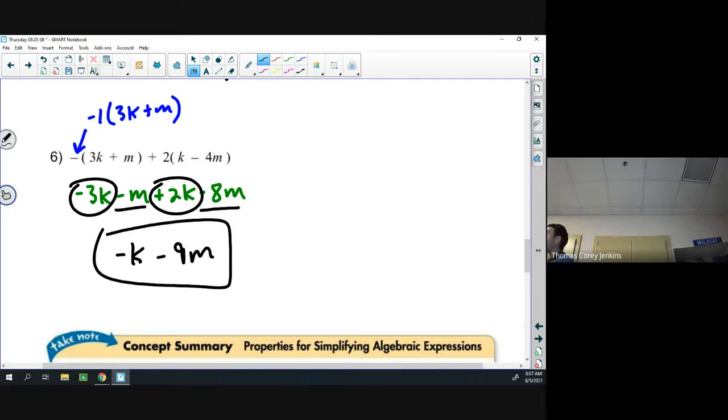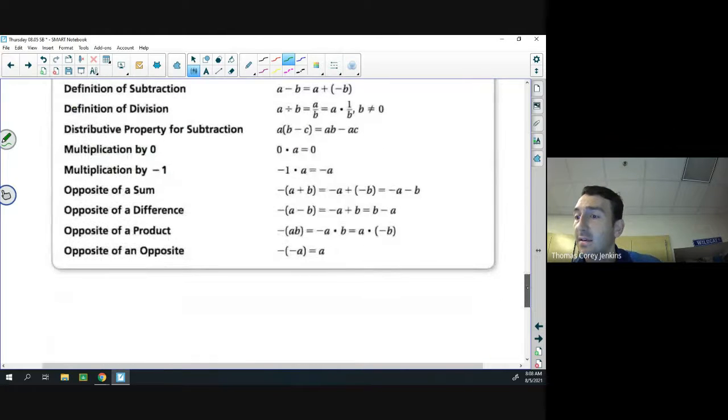All right, so negative k minus 9m or negative 9m minus k. One last point I would make, or any questions before I say it? Everybody good? Okay, so this is something that may happen even in this lesson, but definitely later in the year, where sometimes they follow the rule where they don't want the lead term to be negative. And I think that property is listed here somewhere.